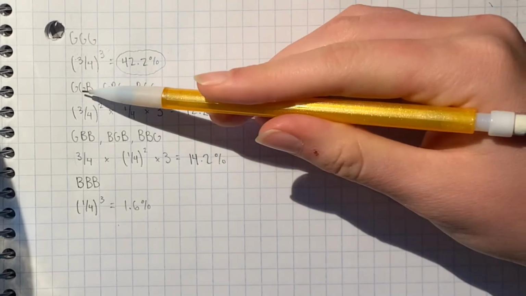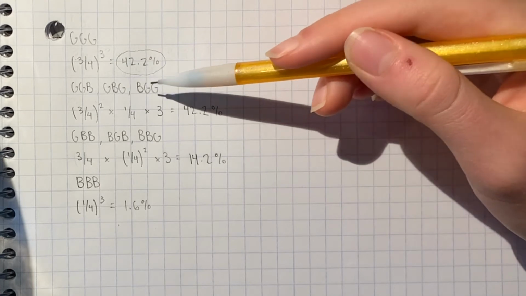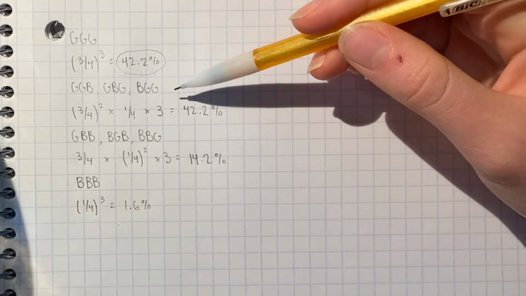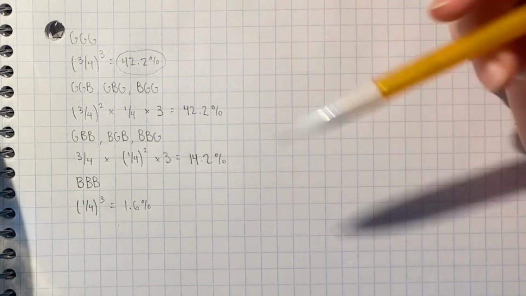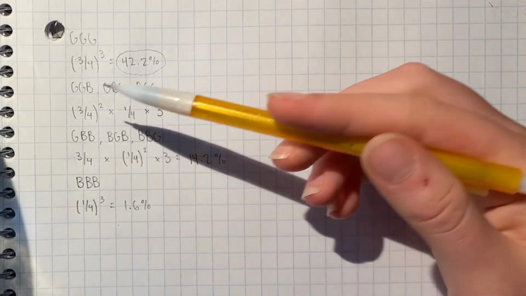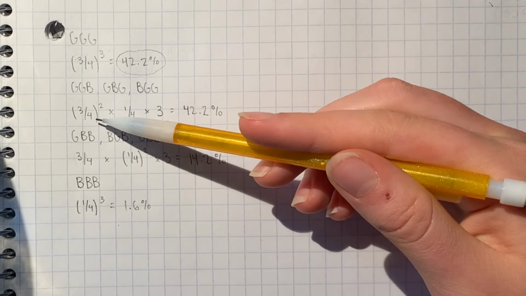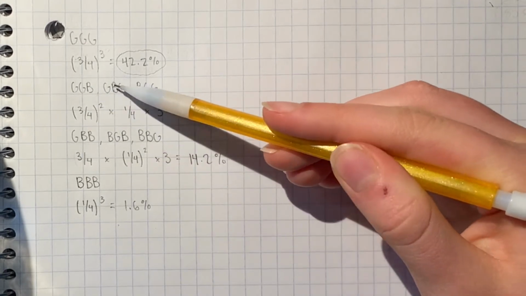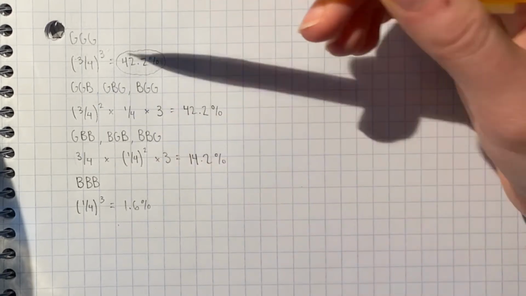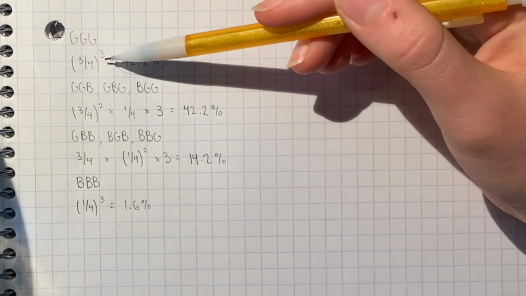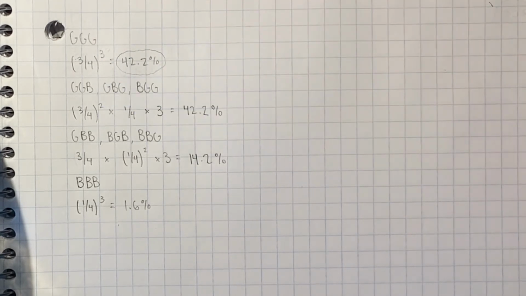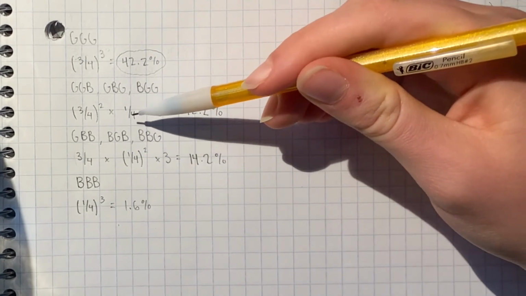Now for GGB, GBG, BGG, we already established that they're the same thing because order doesn't matter. But I still thought to just include them. So for this, I did 3/4 to the power of 2 first because green, green. There are 2 greens, so I did that to the power of 2. Just like for this, there are 3 greens, so I did the probability of green to the power of 3. Makes sense? Kind of see the pattern here. And then I did times 1/4 because you have that blue.